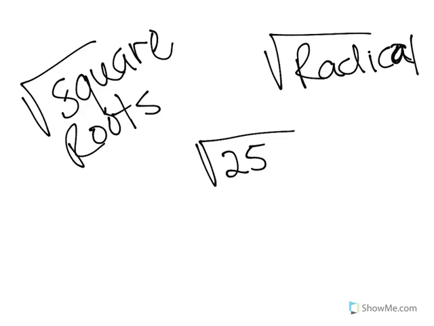Now, there's several factors of 25, 1 and 25, 5 and 5, and I don't even have to go whole numbers. I could do 2 times 12 and a half. But for square root, I'm looking for two exact numbers I can multiply to get to 25. That's right, 5.